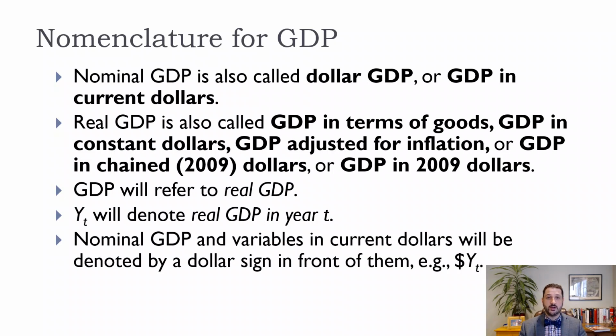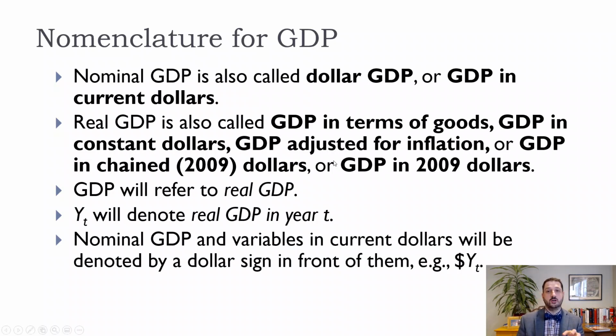When we're reading about GDP, nominal GDP is often called dollar GDP or GDP in current dollars. Real GDP might be called GDP in terms of goods, which isn't exactly accurate. GDP in constant dollars, that's more accurate. GDP adjusted for inflation, or GDP in chain dollars, or GDP in a certain year's dollars, like 2009 dollars or 2012 dollars.